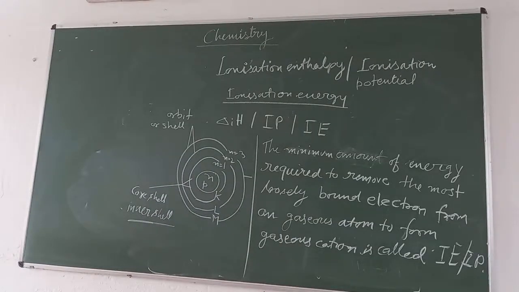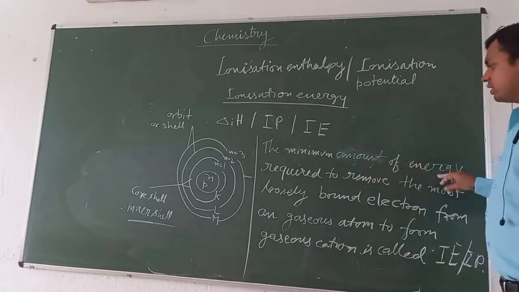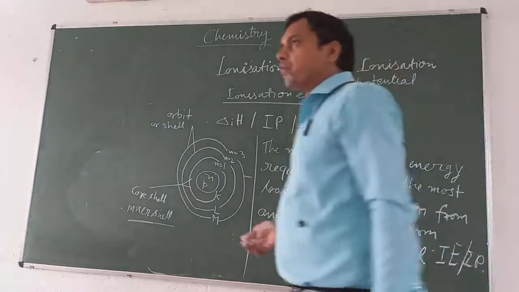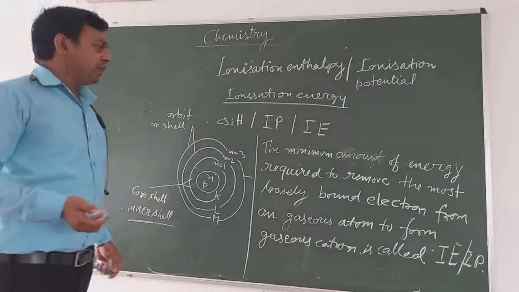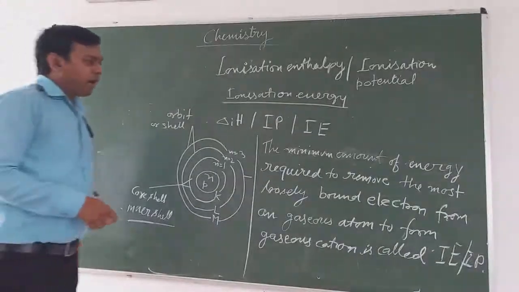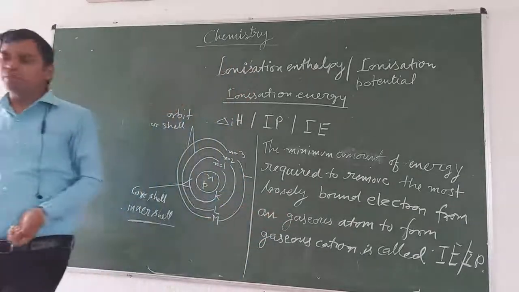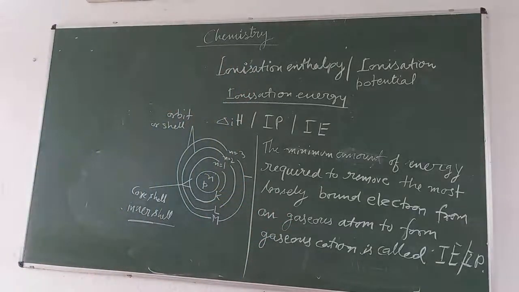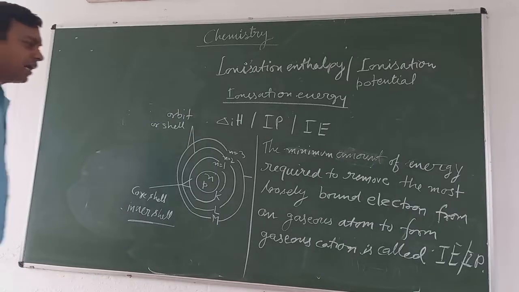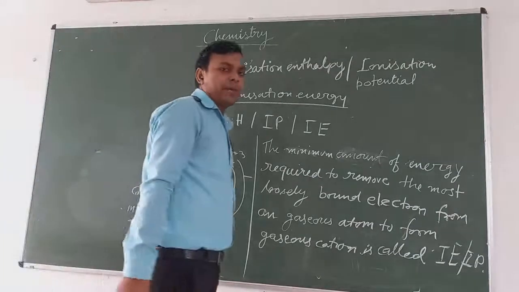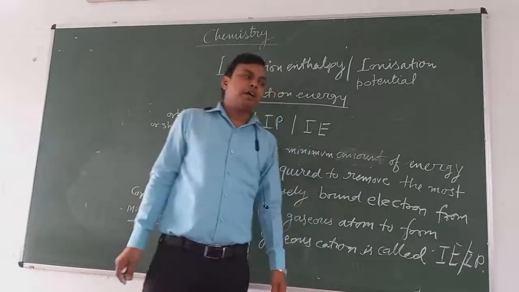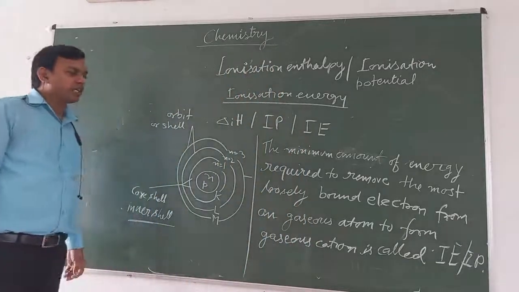Here, the minimum amount of energy required to remove the most loosely bound electron from a gaseous atom to form a gaseous cation is called ionization enthalpy, or ionization potential, or ionization energy.